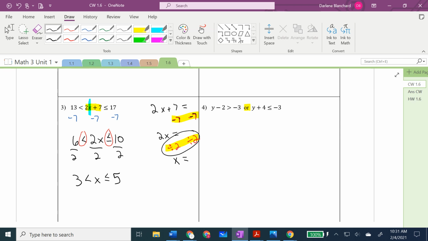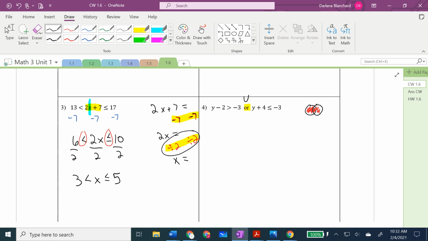Do you recall doing union? Did you guys do Venn diagrams and look at what union is? The word or is union. We're not looking for what is shared by both. We are looking for anything that is in one, in the other, or even shared. All of it is allowed in with the word or.